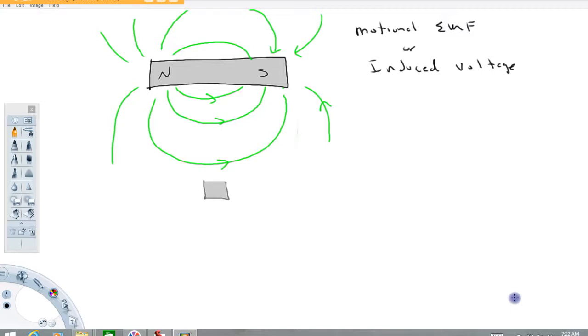The purpose of this video here is to just conceptually describe a quantity called motional EMF or induced voltage. So let's take a look at this picture here.